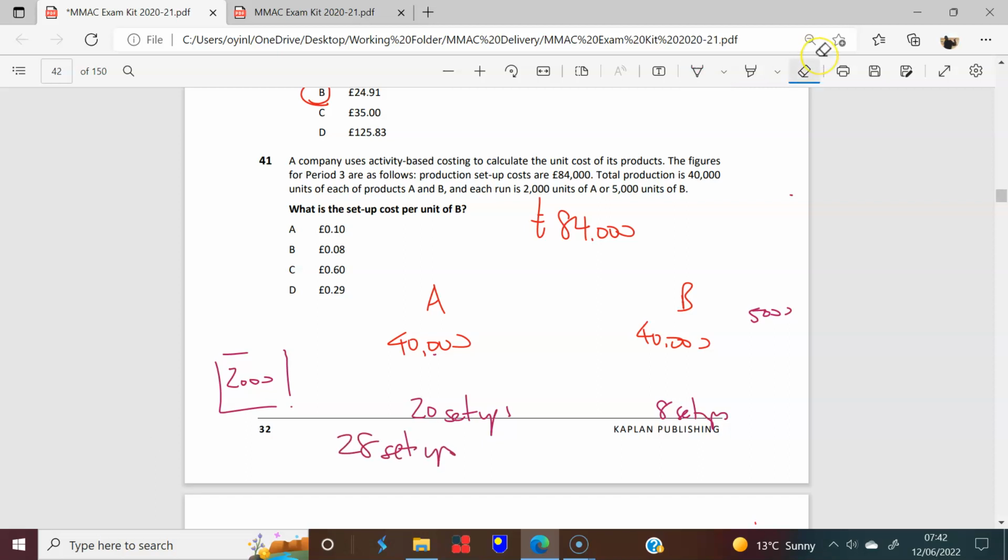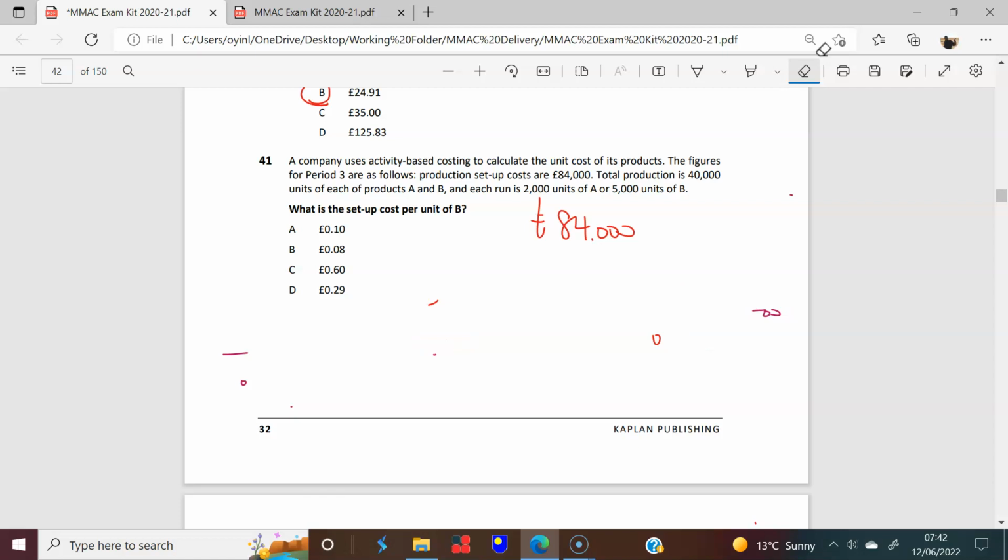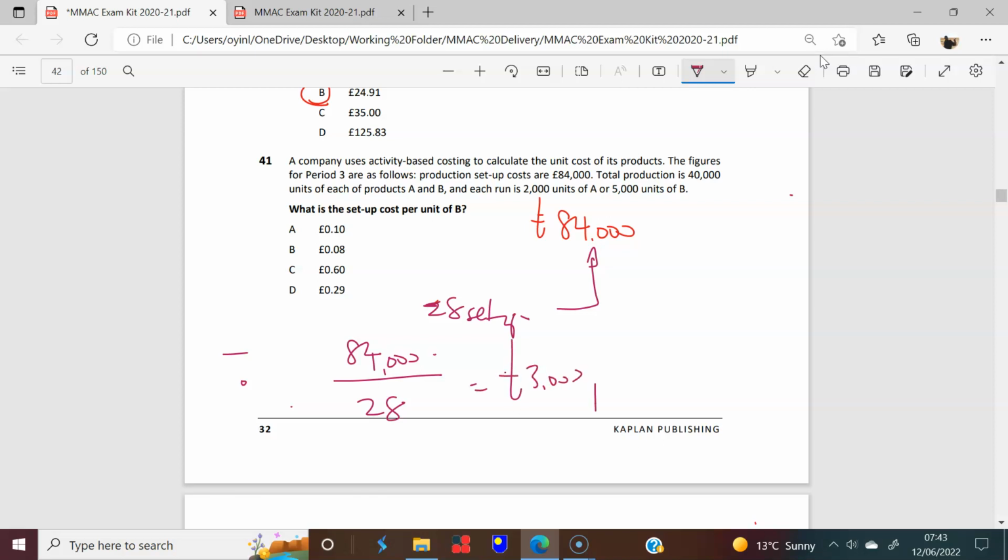So it means that if you had 28 setups, you would agree that 28 setups caused the £84,000. So we can find what the overhead is per setup. The overhead cost per setup is 84,000 divided by 28, which is 3,000 pounds. So you have 3,000 pounds per setup.